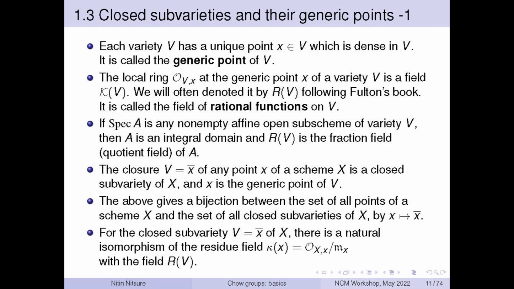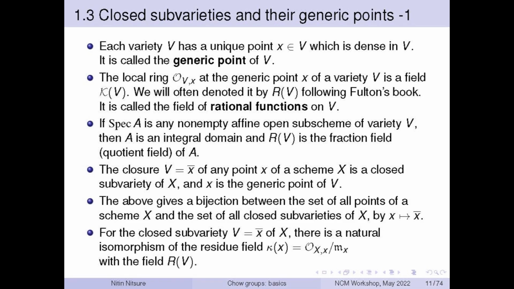Now if Spec A is a non-empty affine open subscheme of a variety V, then A is an integral domain, and then this is simply the fraction field. This is what it means in terms of your commutative algebra. In terms of commutative algebra, if this is a domain which corresponds to an affine variety, because it's a domain, 0 is a prime ideal. And that 0 prime ideal defines a point of Spec A which is the generic point. And there, the fraction field, A upon B, all such ratios where B is non-zero, that is the ring there.